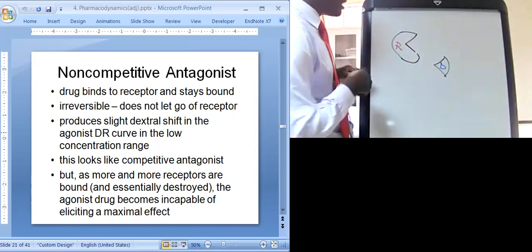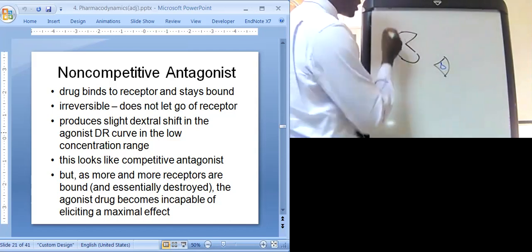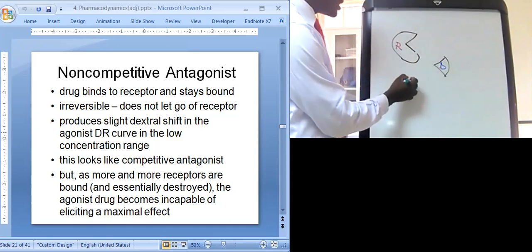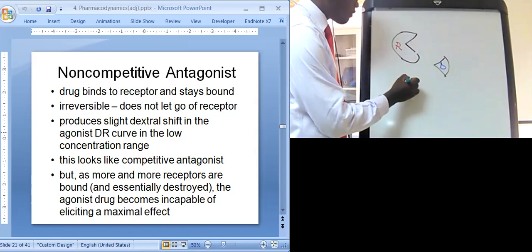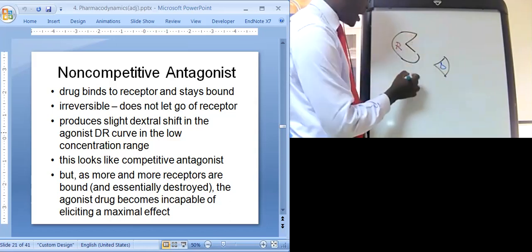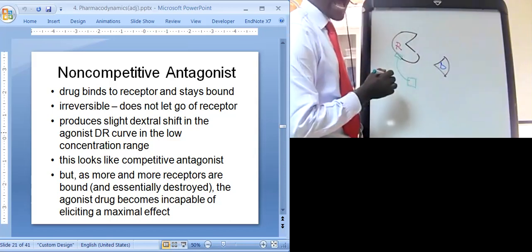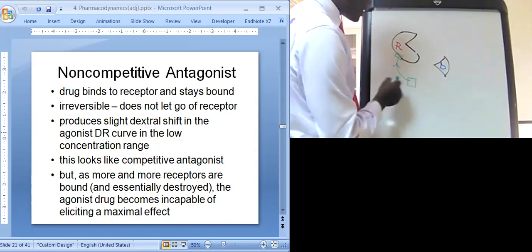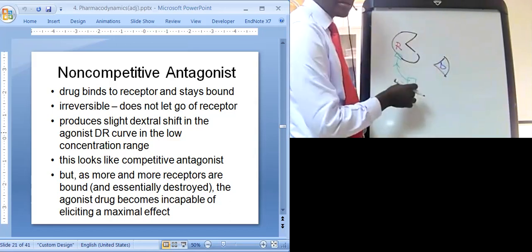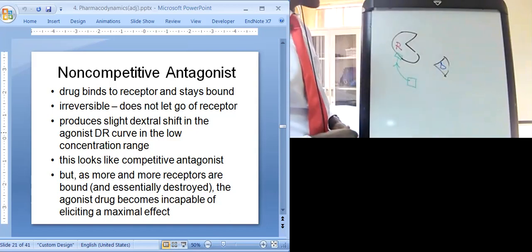Our antagonist can assume any shape because it is basically non-competitive. It can be probably like that. And so this antagonist, which is non-competitive, can bind. It does not necessarily need to bind in this place here. It can even bind somewhere there. And once it binds there, this receptor loses interest for the drug. In other words, its affinity decreases for the drug.